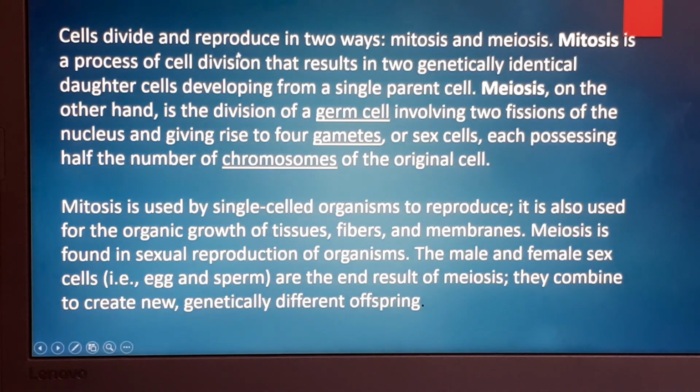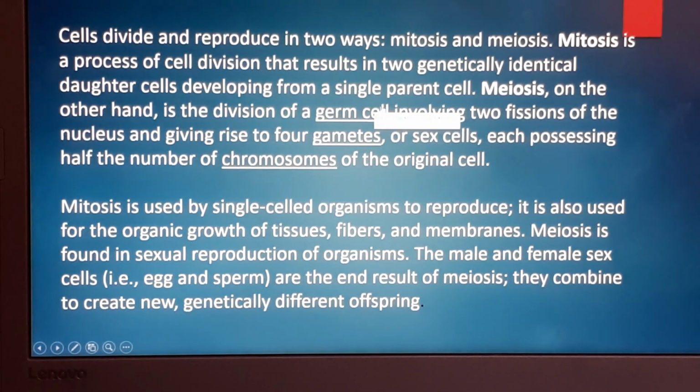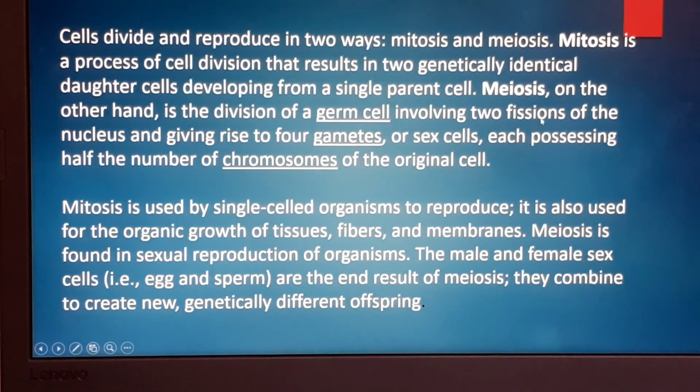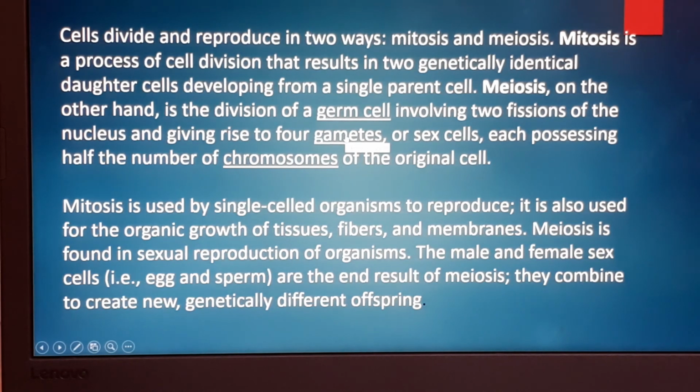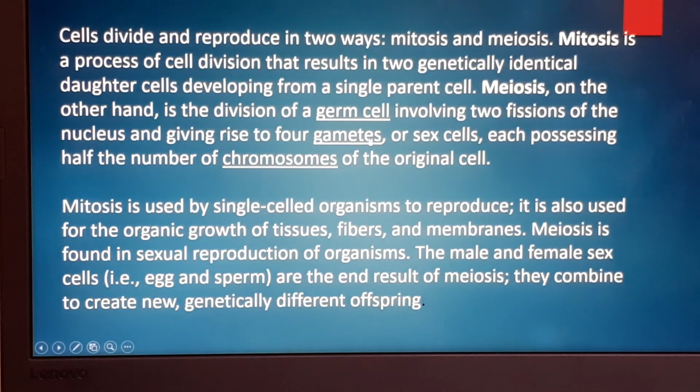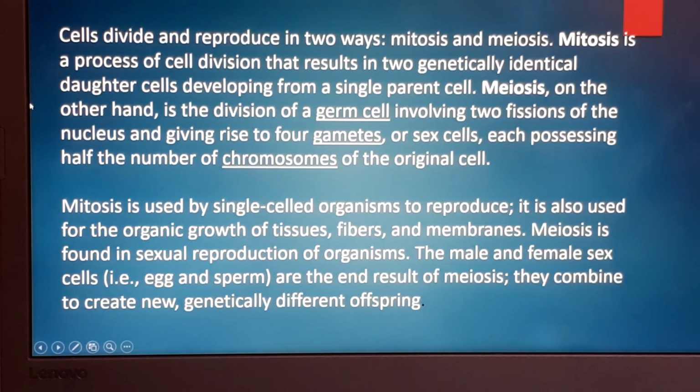Cells divide and reproduce in two ways, that is mitosis and meiosis. Mitosis is a process of cell division that results in two genetically identical daughter cells developing from a single parent cell. Meiosis, on the other hand, is the division of germ cells involving gametes or sex cells, and it produces half the number of chromosomes of the original cell. These are the basics of mitosis and meiosis.